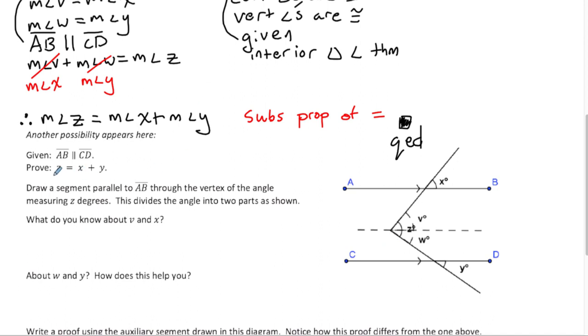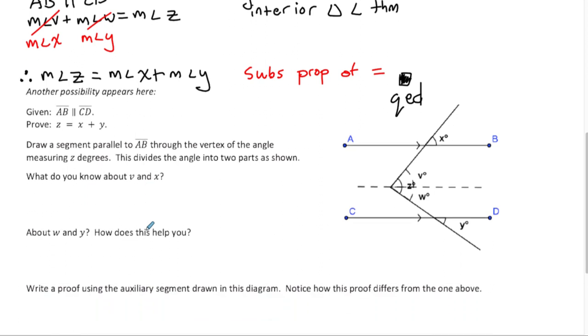I'm proving the same thing, that the measure of angle z is equal to the measure of angle x plus the measure of angle y. I'm not going to actually do the full proof because we're running short on time. But what changes? What's the general process? Can someone walk me through the general process?